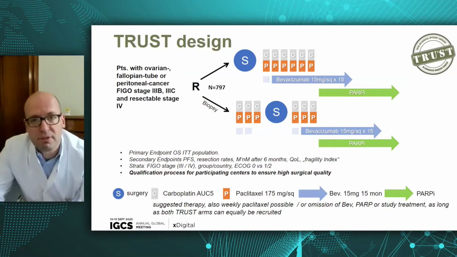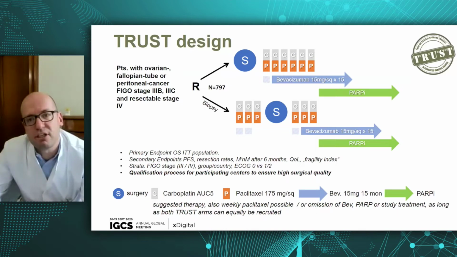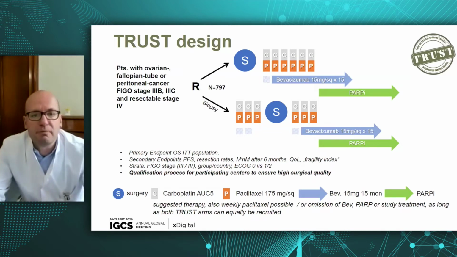subsequent systemic treatment according to current standards with addition of bevacizumab, PARP inhibitors, whatever is the standard in the different countries. We did not try to have a medical or a conservative treatment study comparing different chemotherapy regimens, but rather the different surgical approaches in the study. And in the second arm, patients underwent interval debulking surgery.